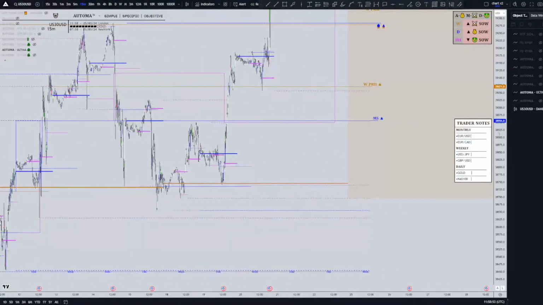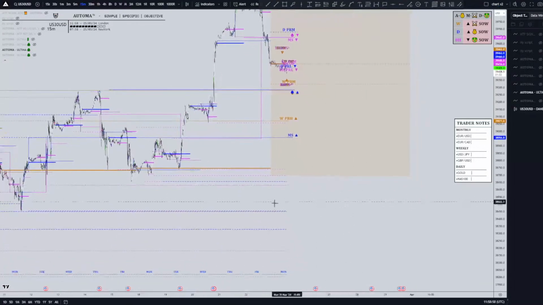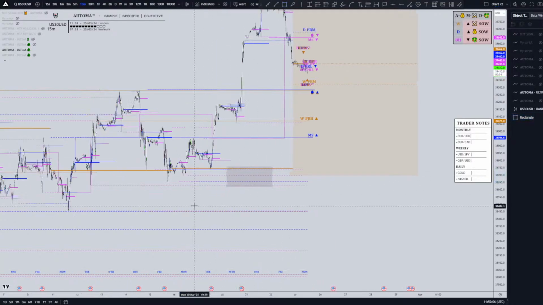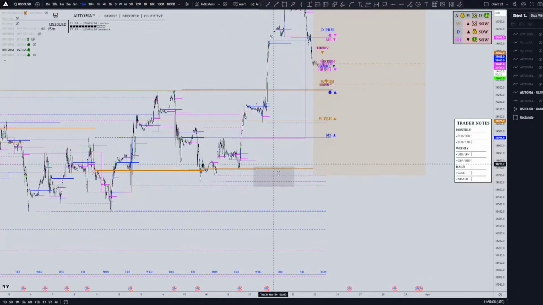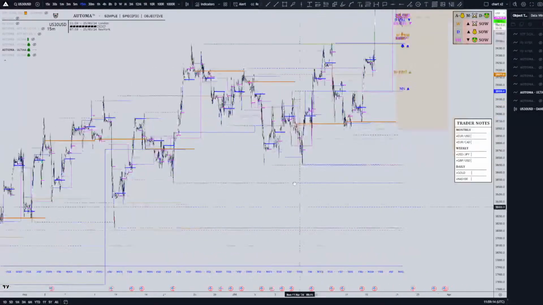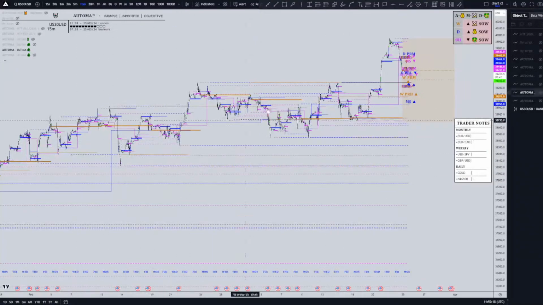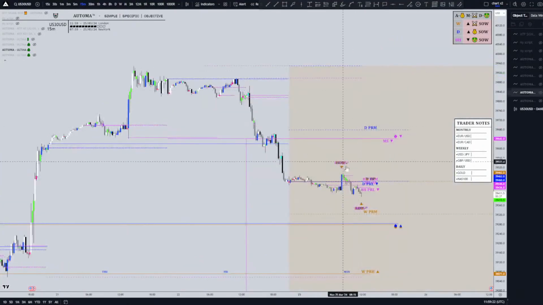But ultimately, the downside target for me would be this level right there. Look how much liquidity is there. We have tons of liquidity, even from this all long accumulation, tons. That will be a deeper correction.